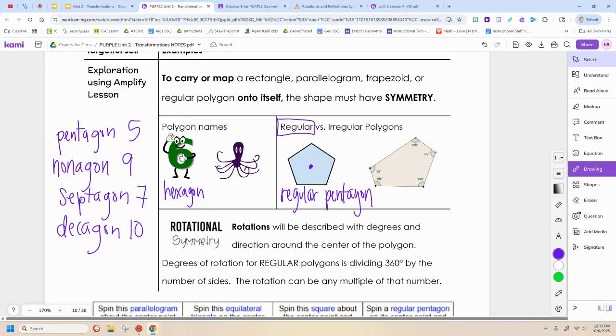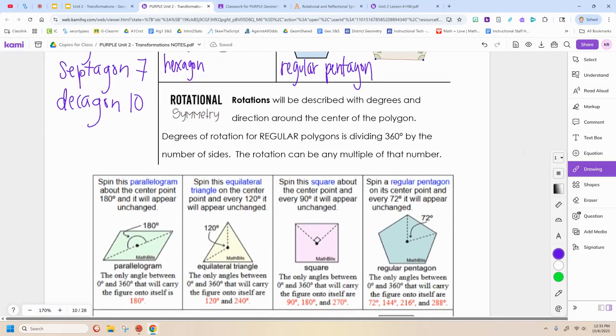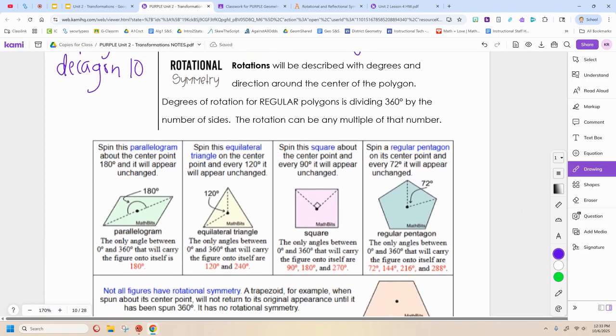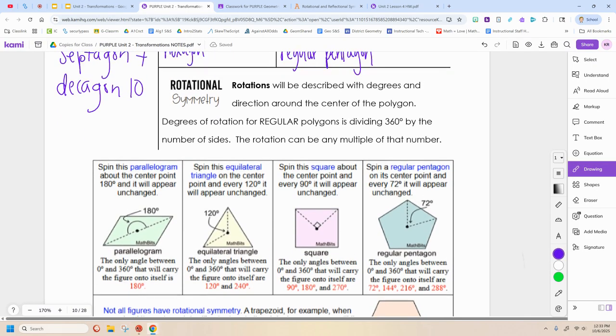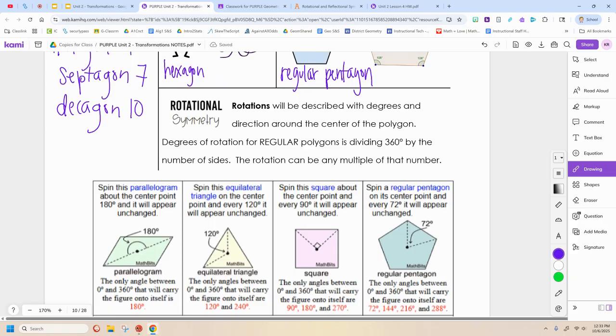Okay, so then basically the next of these pages is just a summary. So here we go. Our rotational symmetry is done by taking, and it's here in a sentence, but you might want to write it off to the side, 360 degrees and dividing it by the number of sides. And that works for regular polygons. So I underline the word regular.